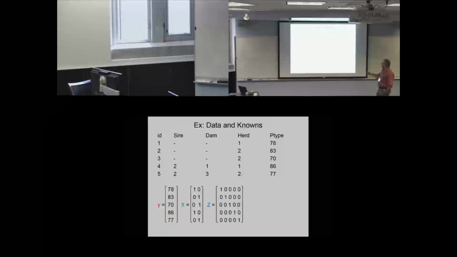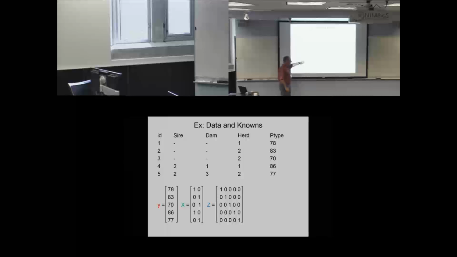Okay, so again, here's our toy data set. Now let's look at the things that we know. The vector of phenotypes is easy, right? We know that. Why? It's 78, 83, 70, 86, 77. It's just the list of phenotypes that you measured in the order of the IDs of the individuals in the study. So if you wanted to think about this in an Excel spreadsheet, phenotype would be the column, and the rows would be individuals. Okay. All right. That's easy.